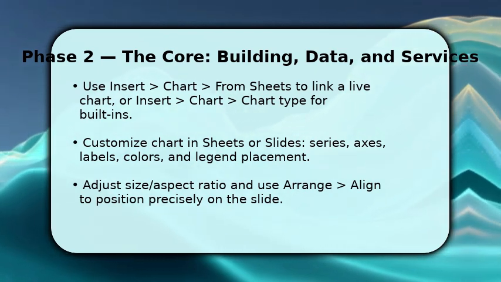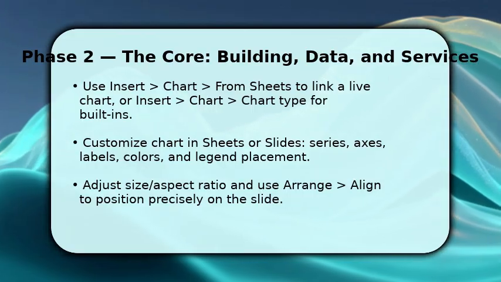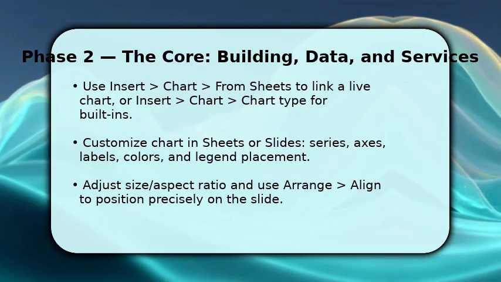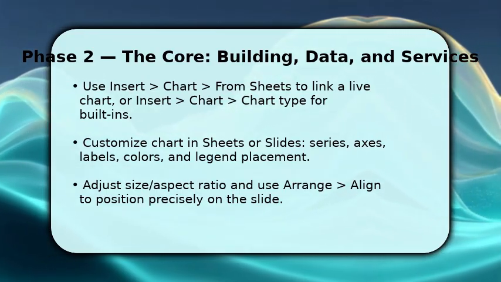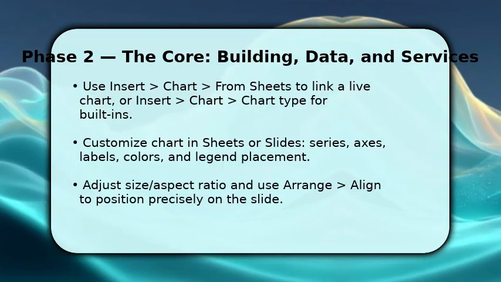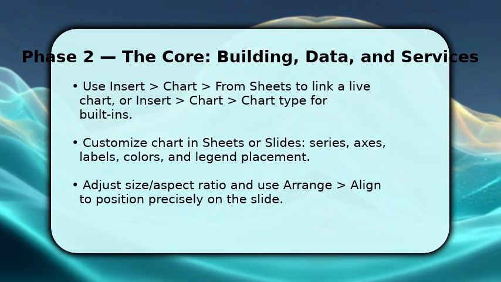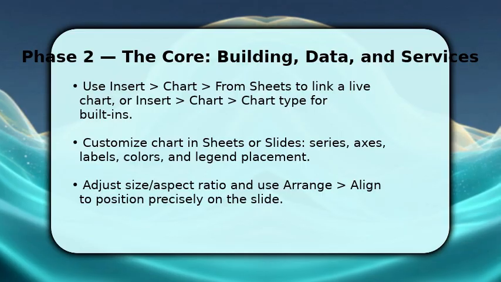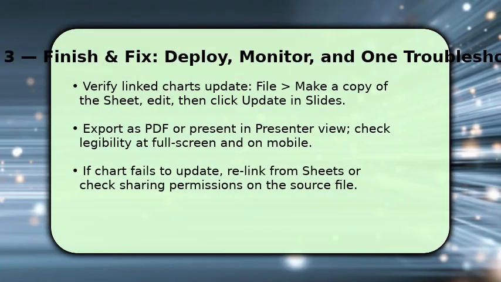Once the chart appears, click to open the linked chart menu or edit in Sheets to change series, axis scales, labels, and colors. This is where you make the data readable. Once you customize styling, resize, and align with Arrange tools, make sure fonts and colors match your theme so viewers instantly understand the data. Finish by confirming the chart updates correctly.